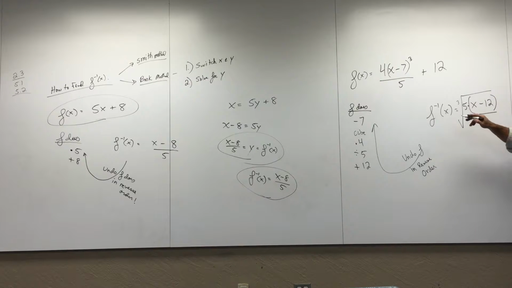All right, we're doing good. What now? Add 7. And that's not in the cube root. That's kind of off to the side. This is going to go off the video here. Plus 7. Plus 7. We did it using the Smith method.